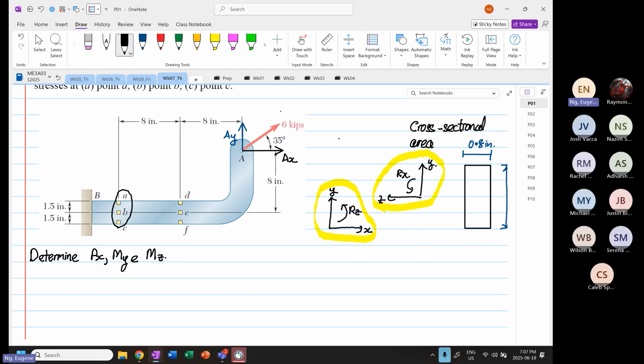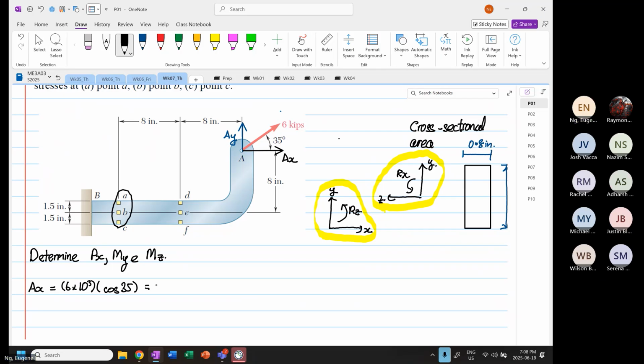Very quickly, we know that AX is equal to 6 times 10 to the power 3 times cos 35. The outcome of this is 4.915 times 10 to the power 3 pounds. We can also determine our AY. Looking at AY, we now have 6 times 10 to the power 3 times sine 35.